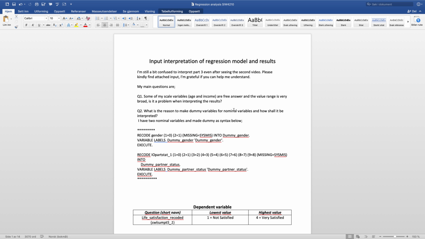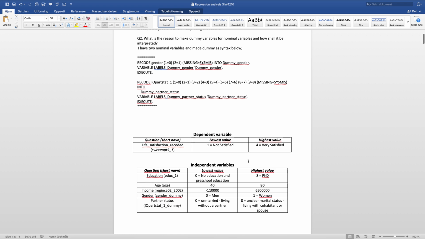So nominal variables as such cannot be used in a regression, but if we make them into a dummy, then we can use them. So the dummy variable is really a kind of exception from the rule, so to speak. And then you can look at the difference between the 0 and the 1. When you go from the low value to the high value, from 0 to 1, what is the difference between men and women, for example? If men are 0 and women are 1, what is the difference between men and women? So that's really the argument for doing dummy variables.